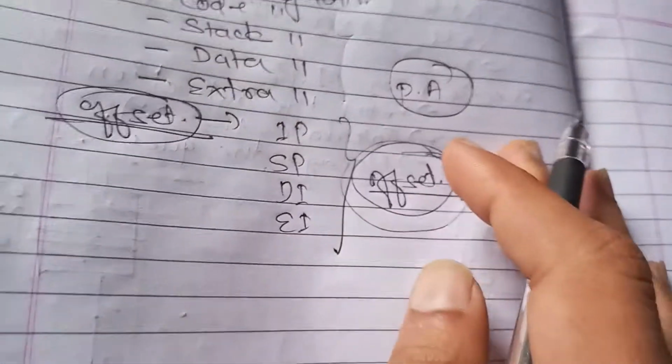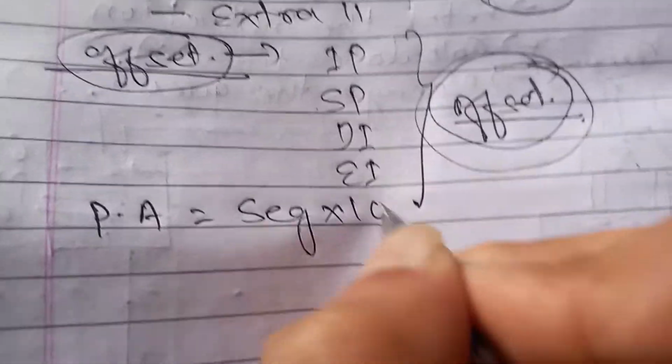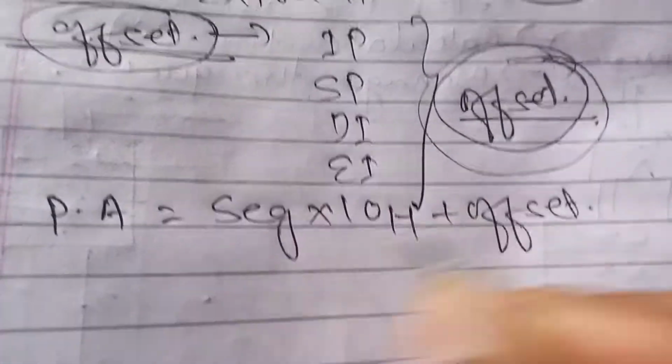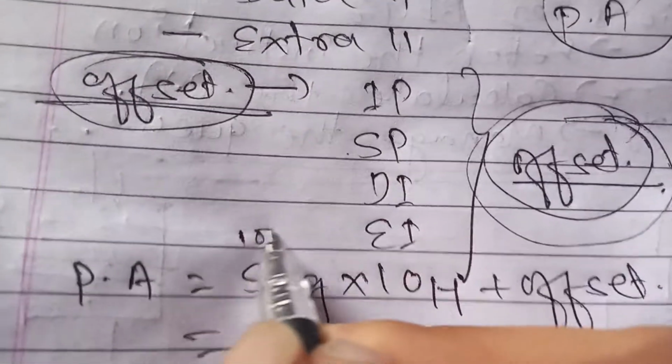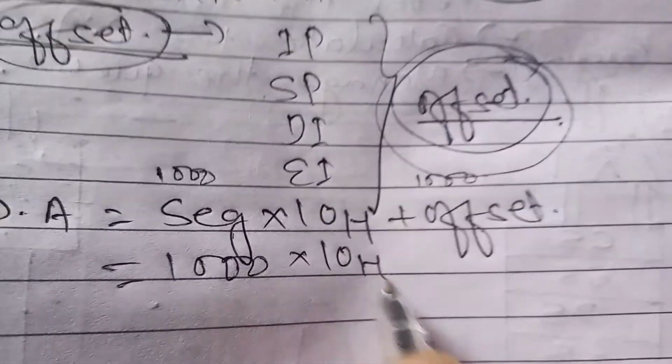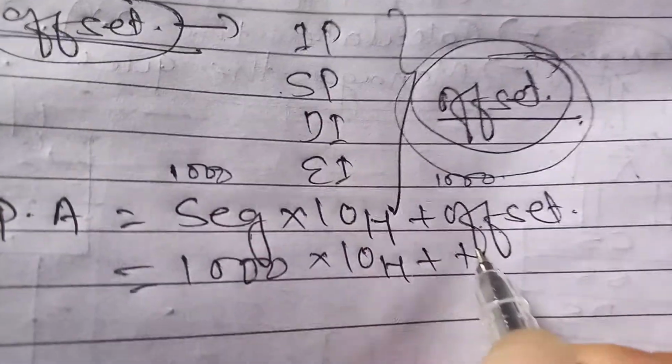So how do we calculate the physical address? Look, the formula: segment into 10h plus offset. That means, suppose let's assume the segment is 1000 and the offset is also 1000. How do we calculate? Segment 1000 into 10h plus offset, so what's the value of offset? It's 1000.